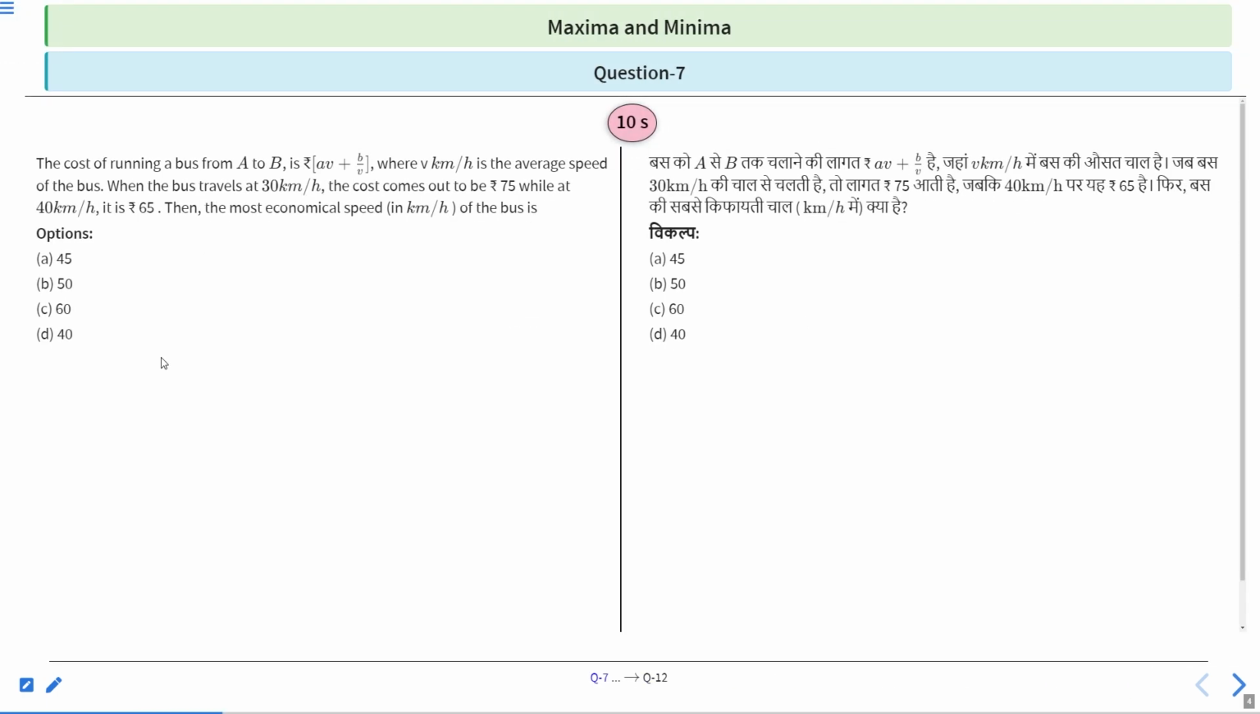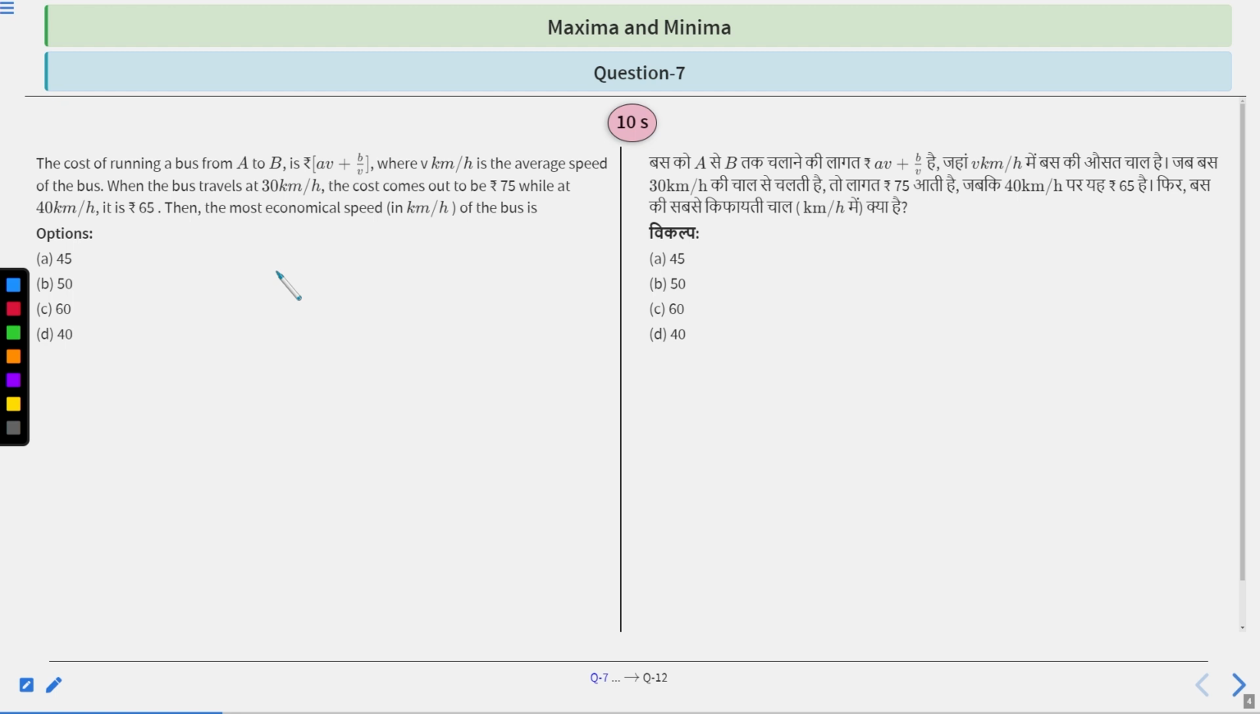So let's start with question number 7, which says the cost of running a bus from A to B is Rs C, depending upon V and which is given by AV plus B by V, where V kilometer per hour is the average speed of the bus, right? When the bus travels at 30 kilometer per hour, the cost comes out to be 75, while at 40 kilometer per hour, the cost is Rs 65. Then the most economical speed in kilometer per hour of the bus is. So the hint of this question is as follows.